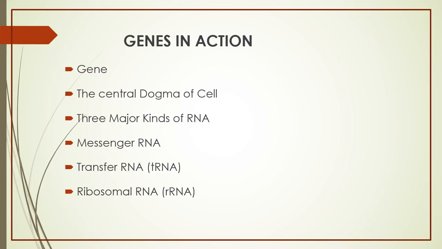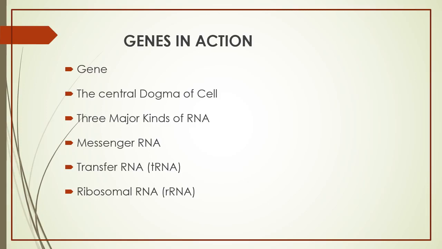You know that a gene can be defined as a sequence of bases in DNA that codes for the synthesis of one polypeptide, and genes must somehow transmit their information from the nucleus to the cytoplasm where protein synthesis occurs. So the synthesis of an RNA molecule from DNA is called transcription. So what is transcription? The synthesis of an RNA molecule from DNA is called transcription.